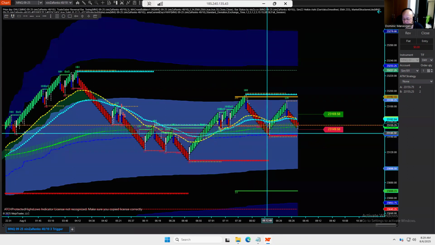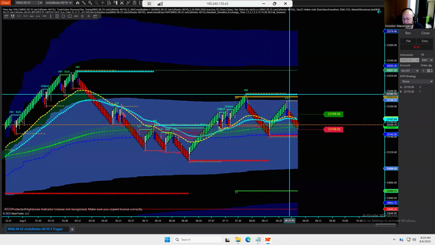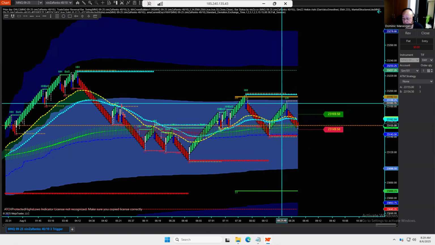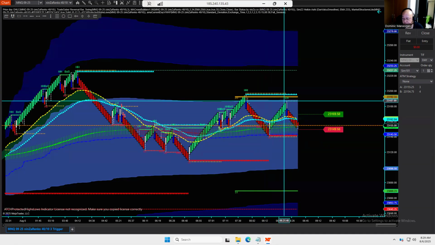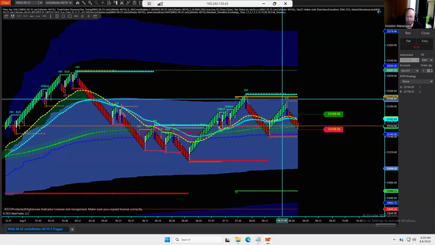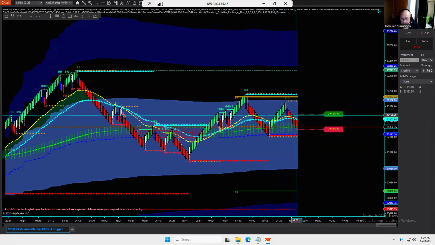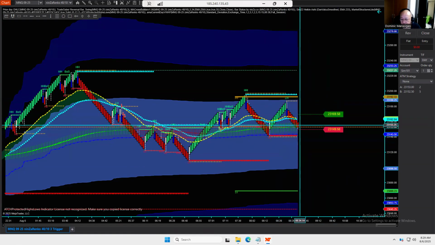Came back, tested down back to VWAP, bounced off again. Again, if you wanted to take this trade right here to the +1, or not exactly at the +1, but anywhere right there, you could have done that. That would have been a scalp trade. Now, where's price right now? It's right here between the VWAP and the 233.